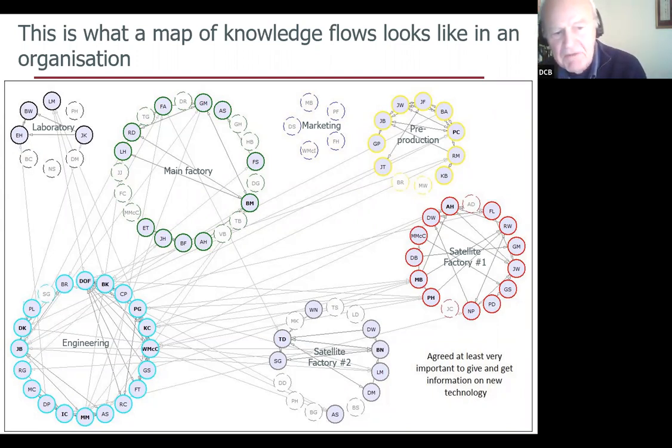Engineering in the bottom left-hand corner has the most, and DOF, who's the head of engineering, is extremely busy. And then you look at satellite number 1, the red one on the right, that looks okay. Yellow pre-production looks okay. Main factory, a lot of isolates. Laboratory, a lot of isolates. Satellite factory number 2, a lot of isolates.